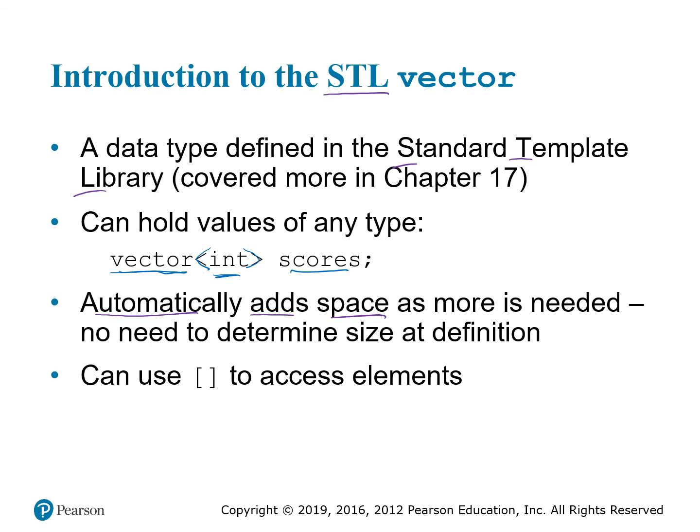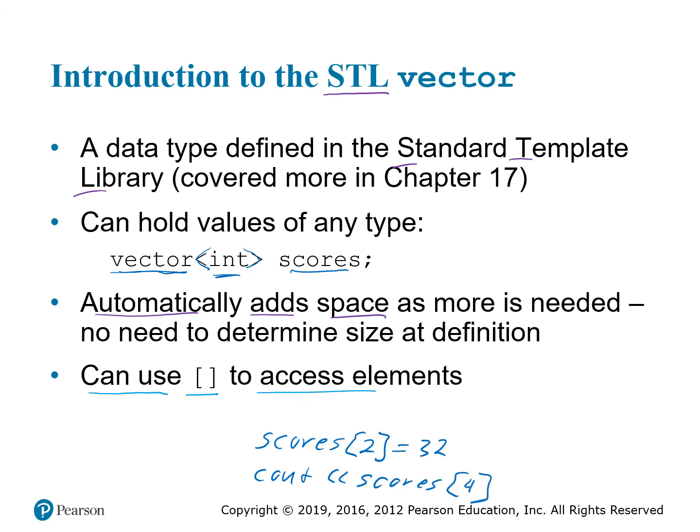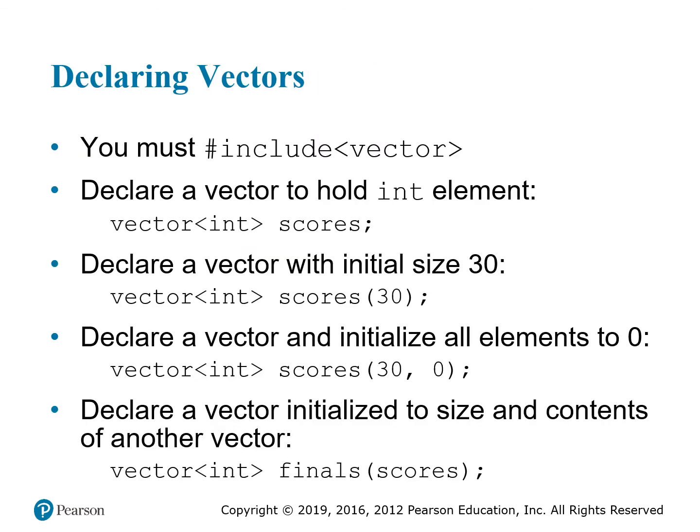And the cool thing about vector is you can still use the square brackets to access elements. So you could still say scores at 2 equals 32, or cout scores at 4. Okay, those are still legit statements.